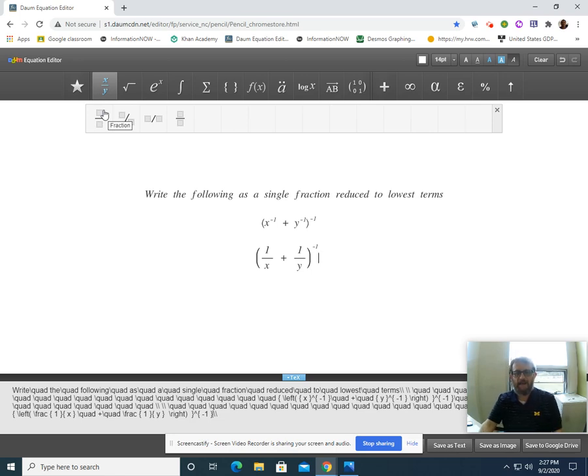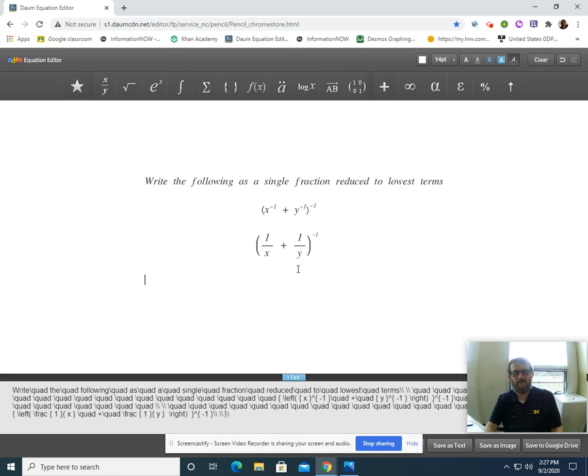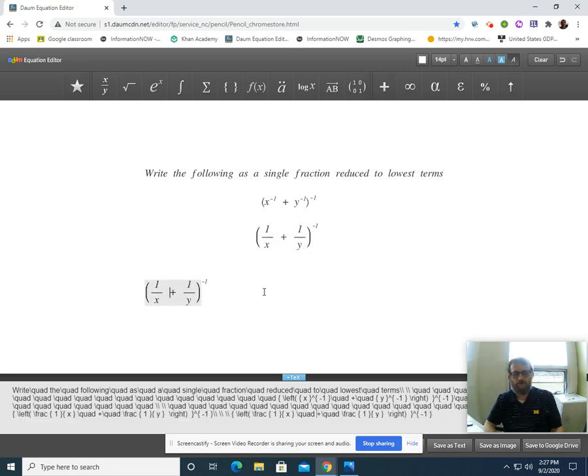So now I'm adding fractions. I'm literally doing like 4th or 5th grade addition of fractions. It's just I have variables in here. I have things I don't know, but I still have to get a common denominator. So in order to get that common denominator, I need the denominators to match.